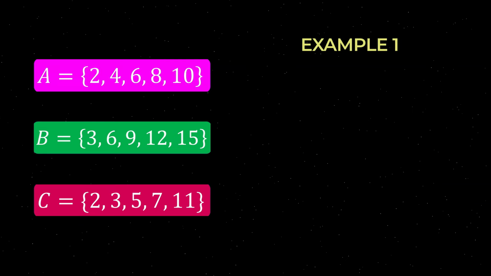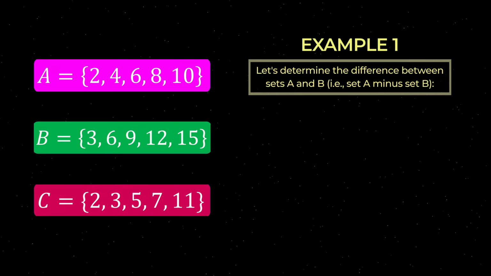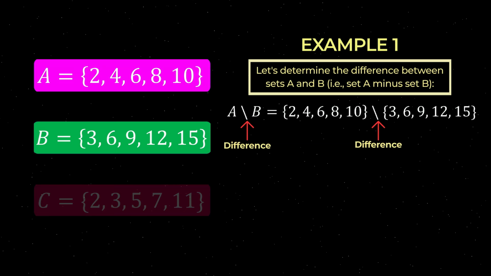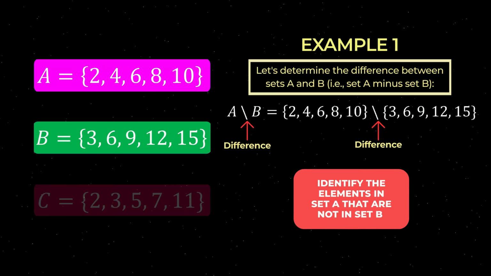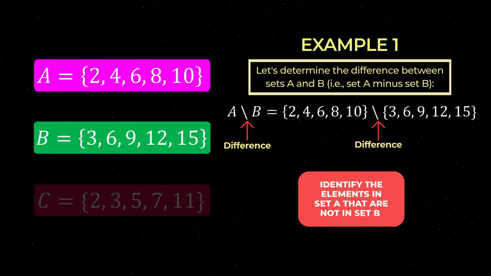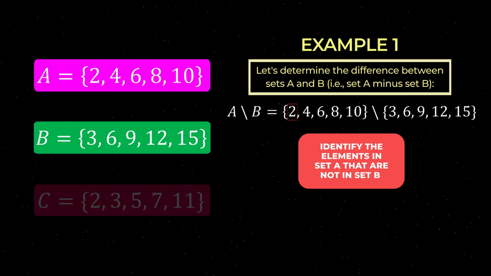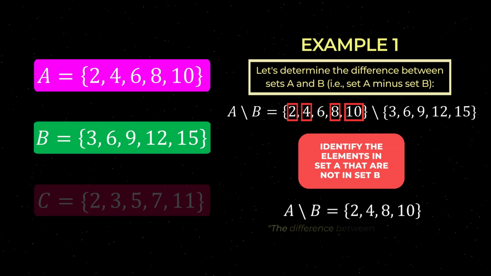In this first example, let's determine the difference between sets A and B, that is, set A minus set B, indicated as follows. To determine this difference, we identify the elements present in set A that are not present in set B. As you can see, there are 4 elements in set A that are not in set B, and the elements are 2, 4, 8, and 10. Therefore, we conclude the difference between sets A and B is a set containing the elements 2, 4, 8, and 10.